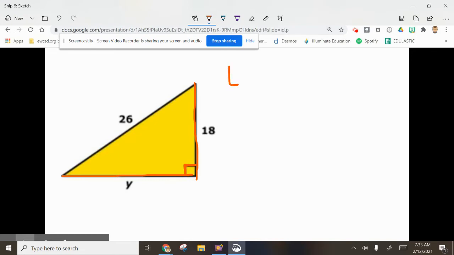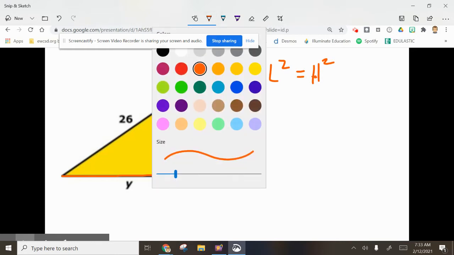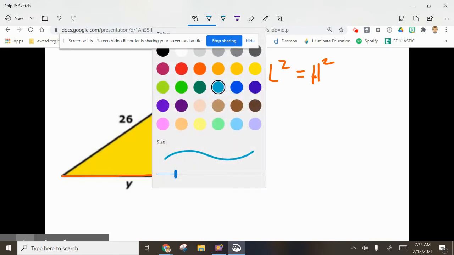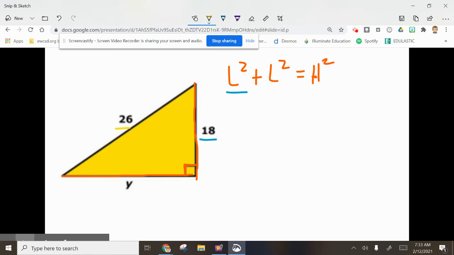If I have to put the formula up again, I'm going to do it quickly like this. Leg squared plus leg squared equals hypo squared. And then I'm going to start plugging in stuff because I know I have one leg and I know I have a hypo. So let's plug in this problem. I'm going to put 18 squared because that's a leg. Plus, isn't this a leg too? Y squared equals, what's my hypo? The longest side.